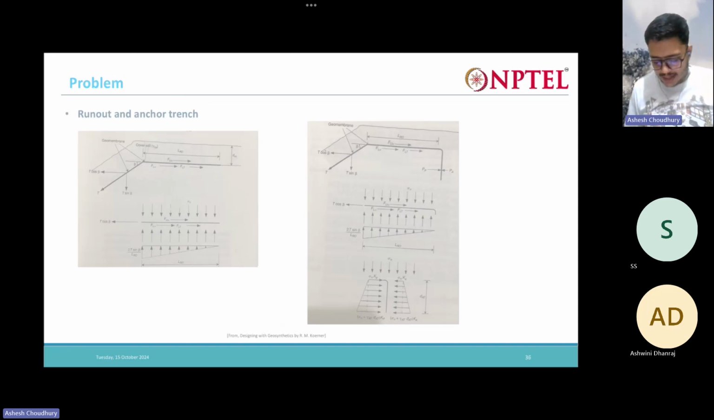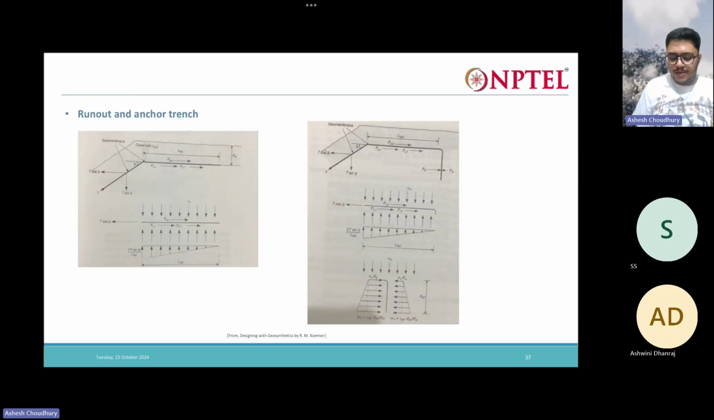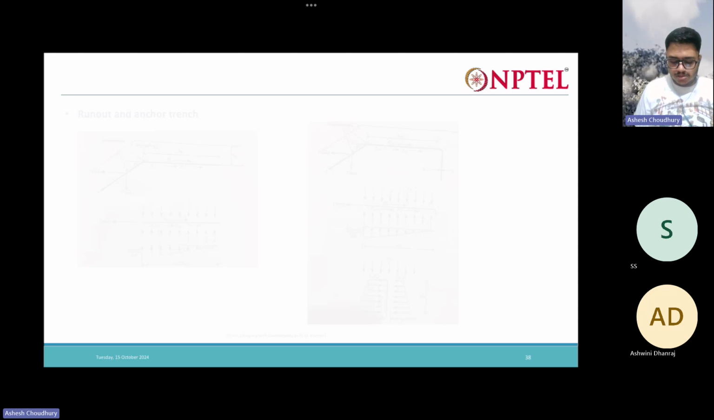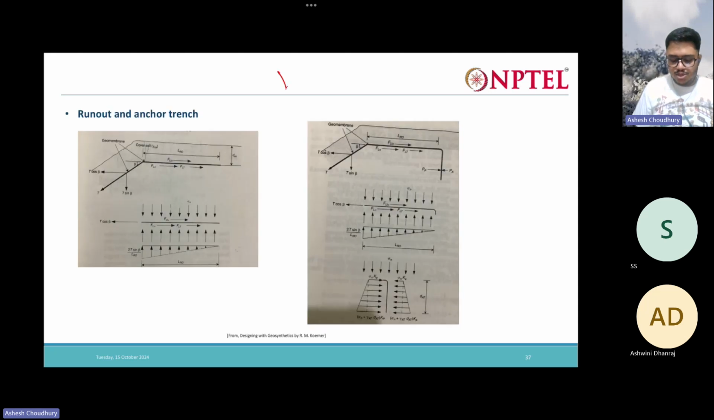So what is the run out? See, now the geomembrane you are placing like this in the slope. So this is the slope, and this geomembrane is placed, and here we have the covered soil like that. So this distance, how much you have to put, is LR naught, that you need to find out.